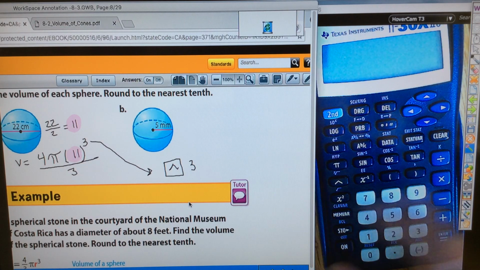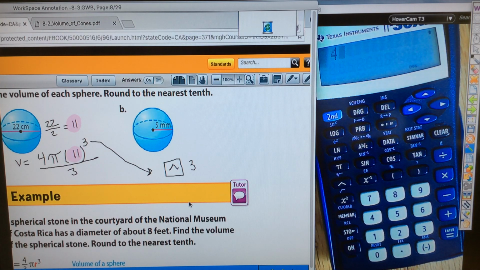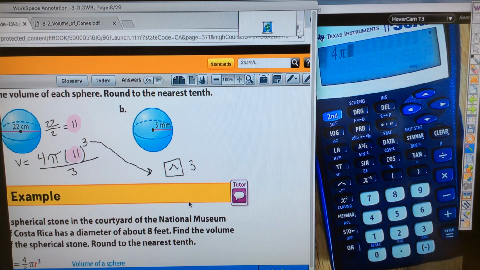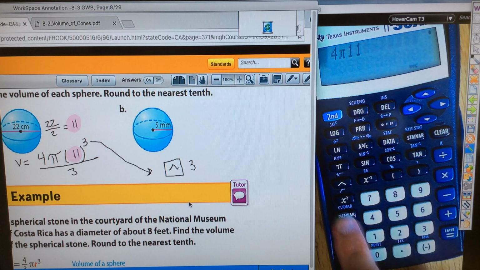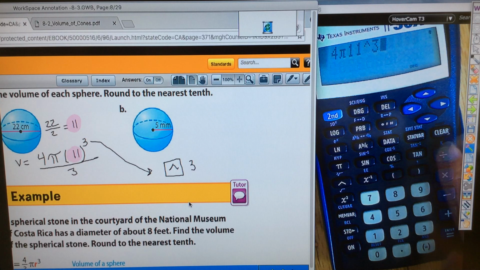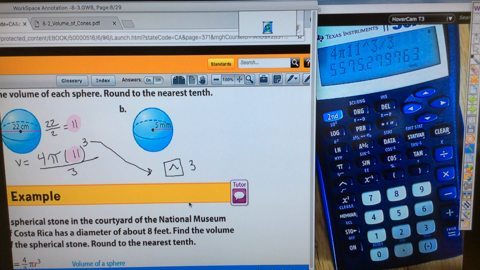Okay, so clear that out. 4, you can hit multiply if you want, or you can just hit pi. If your calculator doesn't have a pi button, you're going to use 3.14. 4 pi, and again, you can hit multiply if you want, or you can just hit 11 to the power of 3, and then all this gets divided by 3 at the end. Okay, so I got 5,575.3.